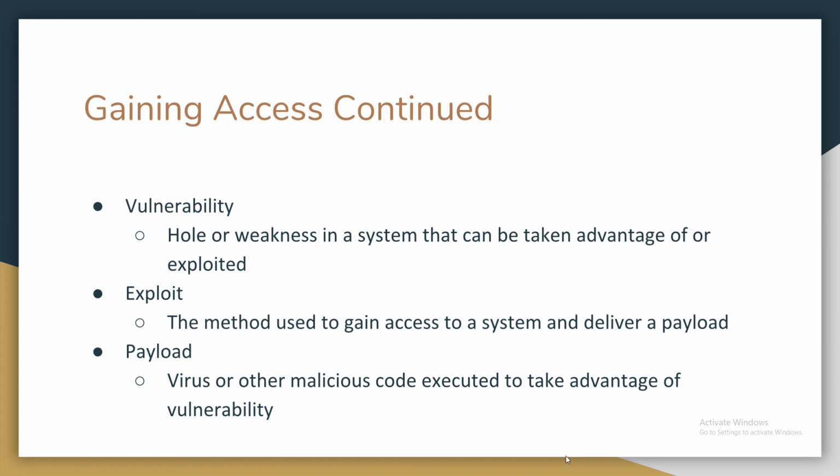Our exploit is the method we're going to use to gain access to that system, and the payload is finally that malicious code or virus that will actually take advantage of the vulnerability and allow us to enter the system. So if you break this down into simpler terms, a vulnerability could be thought of as an unlocked front door of a house. The exploit is actually opening the door, and the payload is the stealing portion of what's inside the house.